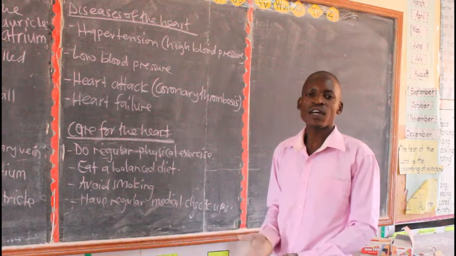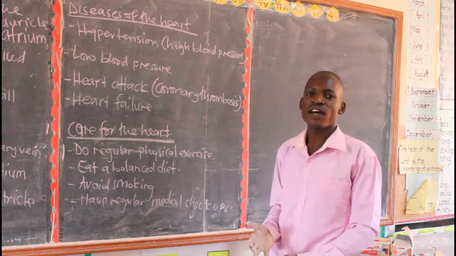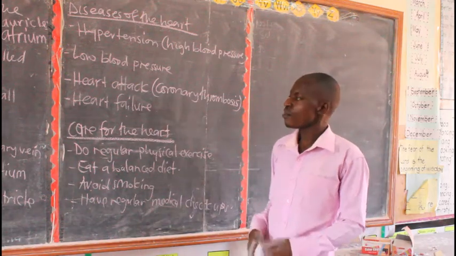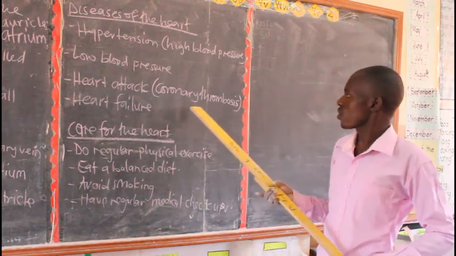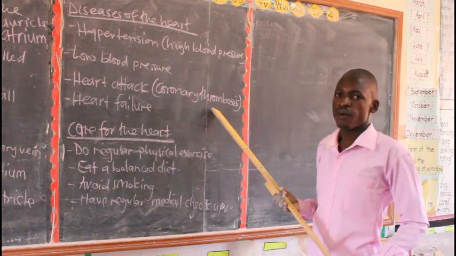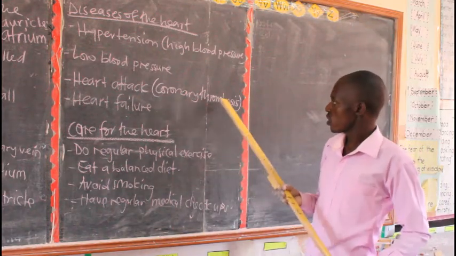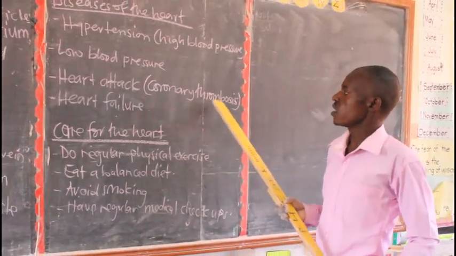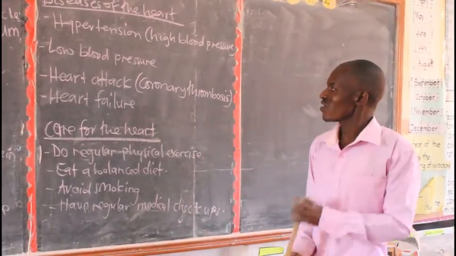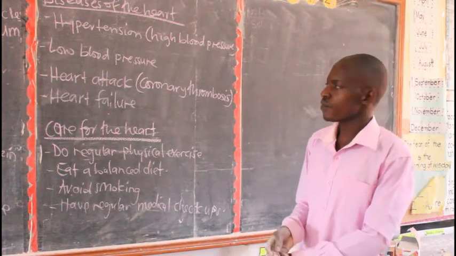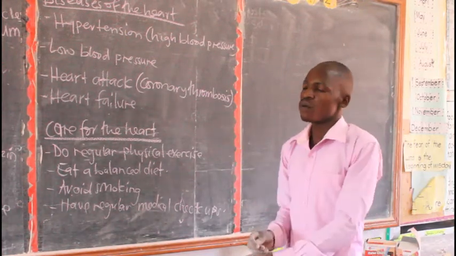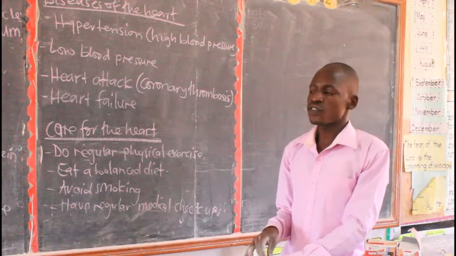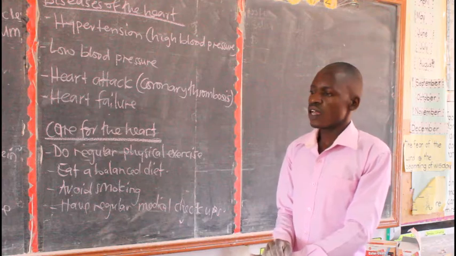You have ever heard of people having heart attack, that someone has died of heart attack. Heart attack has another name called coronary thrombosis. This one comes as a result of accumulation of blood, having blood clotting. When the blood clots in the blood vessels, you can easily develop heart attack.